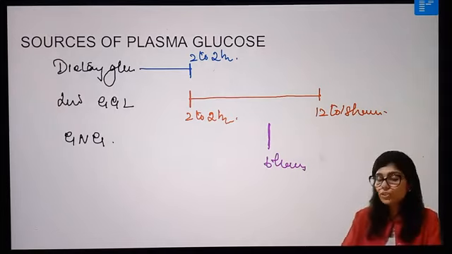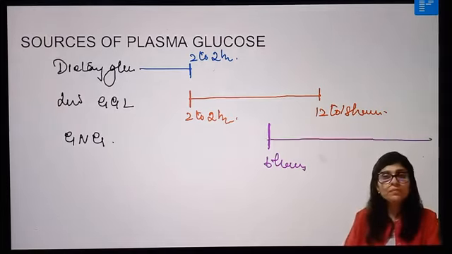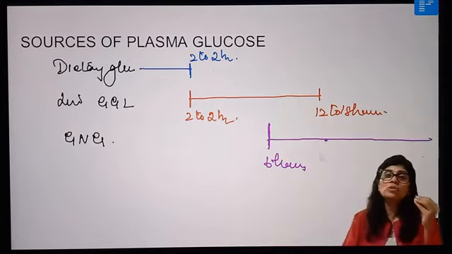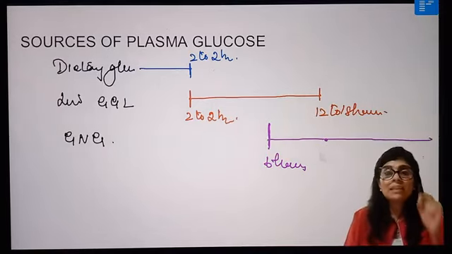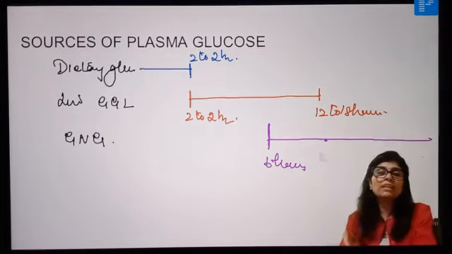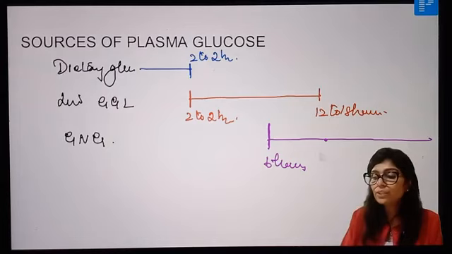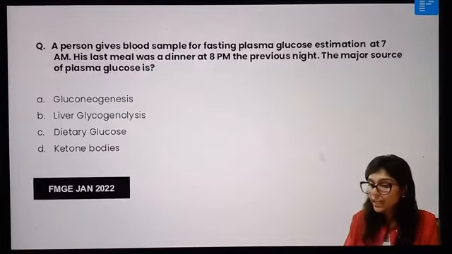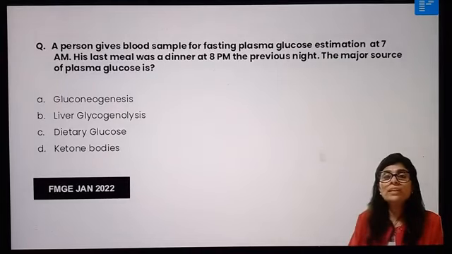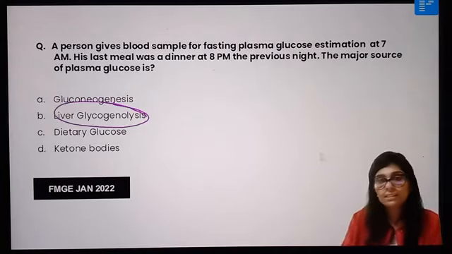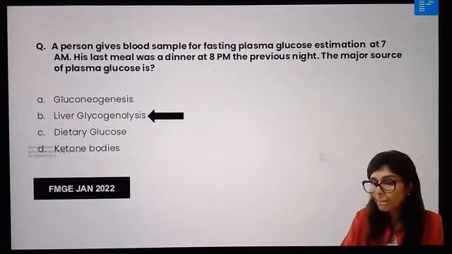Though gluconeogenesis starts 6 hours after the previous meal, till 12 to 18 hours, what is the major source of plasma glucose? It is liver glycogenolysis. Only after 12 to 18 hours does gluconeogenesis become the major source. Okay. Do you get it? So between 8 p.m. and 7 a.m., it is only 11 hours. Till 12 hours, what will be the major source? It is liver glycogenolysis. Are you clear?